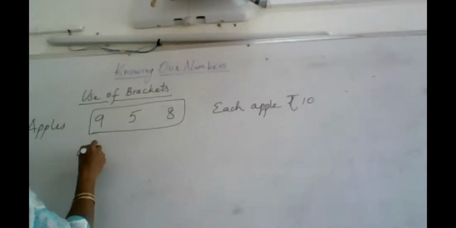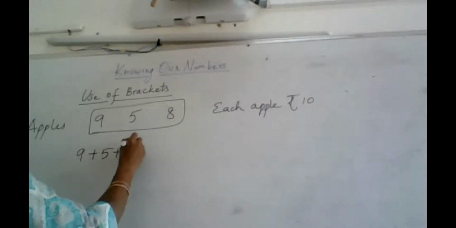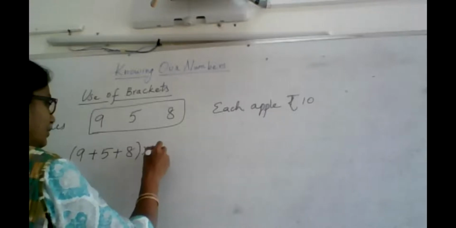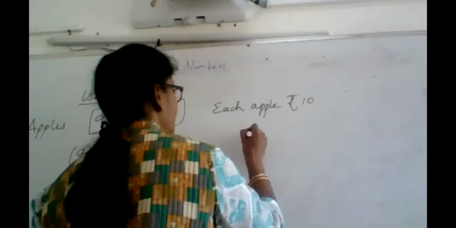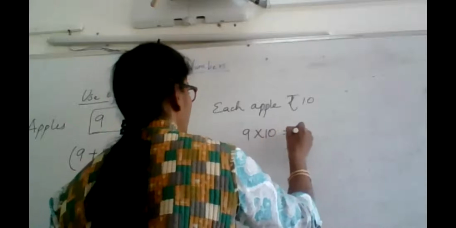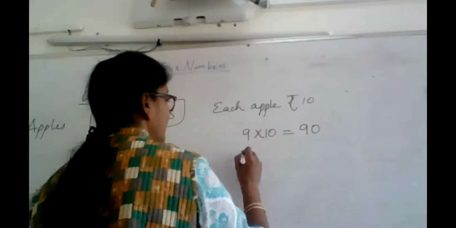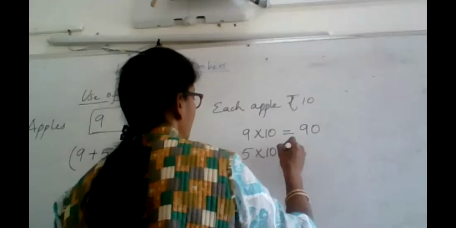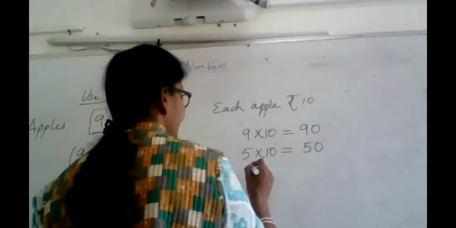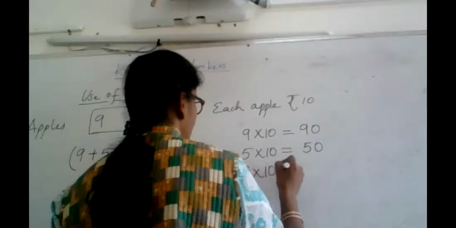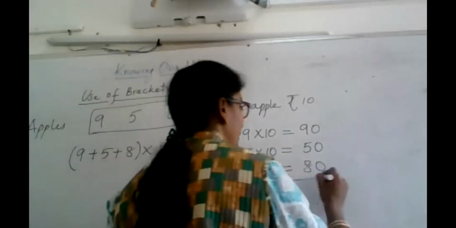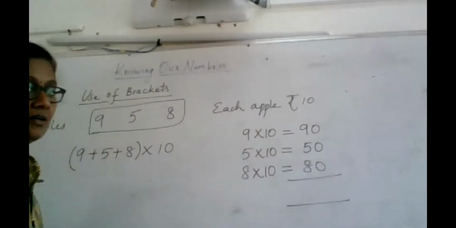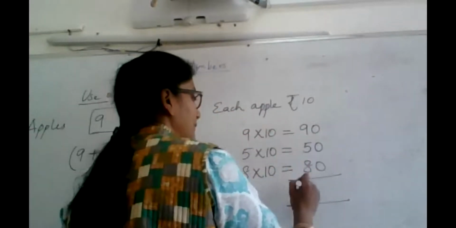That is, you add 9 plus 5 plus 8 and this is to be multiplied with 10. This is the easiest way in which you can do it. Otherwise, each one of them has to multiply the cost. The first girl will say I bought 9 apples, so I had to pay 90 rupees. The second girl says she bought 5 apples, so she needs 50 rupees. The third one says she bought 8 apples, so she has to pay 80 rupees. Now, if that is the case, you can add all these three to get the result. So when you add 9 plus 5, 14 plus 8, 20.